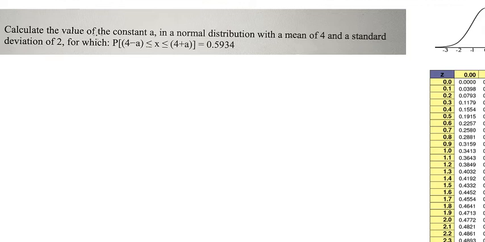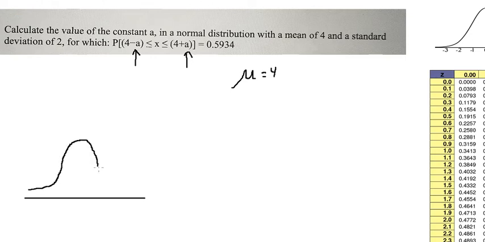Calculate the value of the constant A in a normal distribution with a mean of 4 and a standard deviation of 2. So we need to find the value of A in here. So we know that the mean, that's mu, equal to number 4. But in the question they just provide number 4 and number 4 in here. That means they want to find this value A in here.